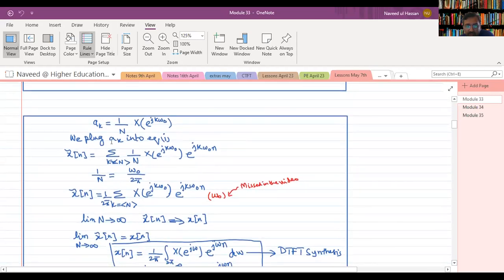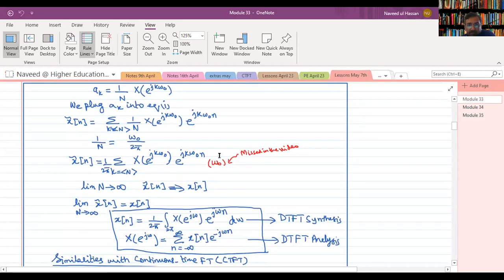Okay, then we plug the a_k, which is now in terms of this transform function, back into the synthesis equation, and then we replace here 1 over N with omega naught over 2 pi. I missed this omega naught in the video, but in the lecture notes I made this correction. And when the time period of this x tilde n approaches infinity, the periodic sequence becomes x n for all the finite values of n.